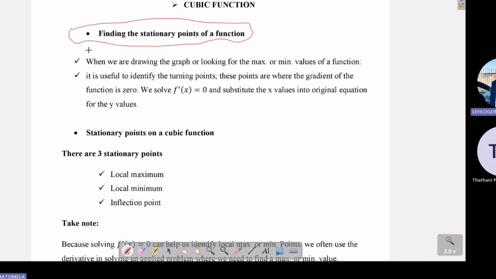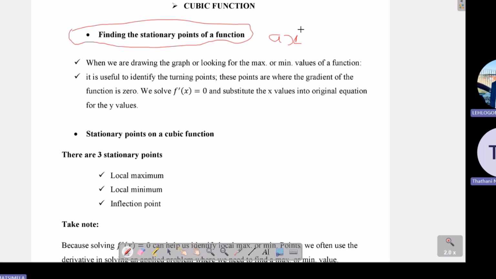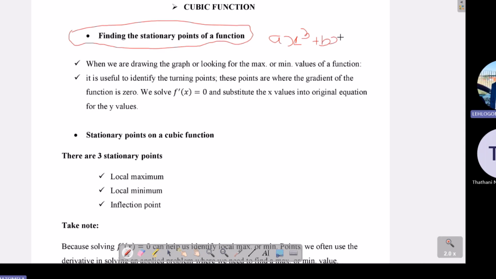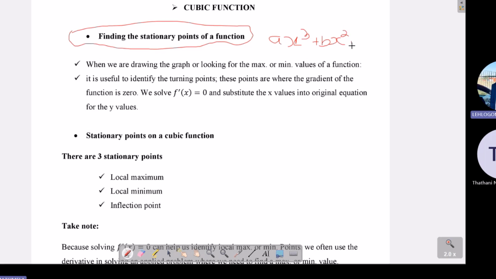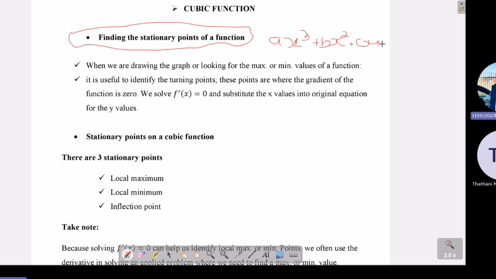The cubic function standard equation is in this format. It can be the value of a, which is the coefficient of the highest exponent, multiplied by x to the power of 3. The 3 is the highest degree, and then it can be plus or minus b multiplied by x to the power of 2, and then plus or minus c multiplied by x, and the last part is plus or minus d, which is the constant.